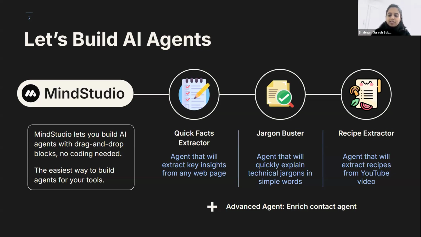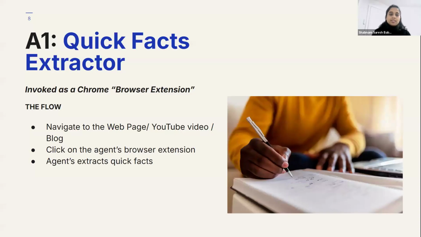Okay, so let's get into the first agent. This is the first agent that I will be showing you how to build. This agent will be invoked by something called a browser extension. I will explain a little more about the browser extension in just a minute, but before that, let's just go through what this agent can do.